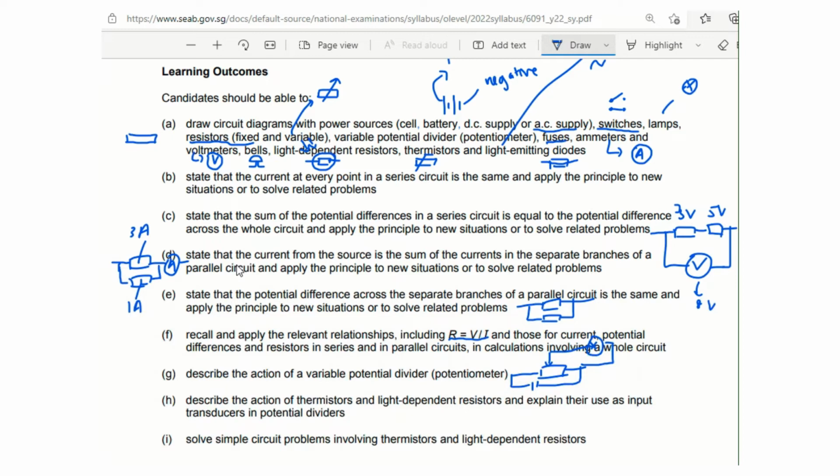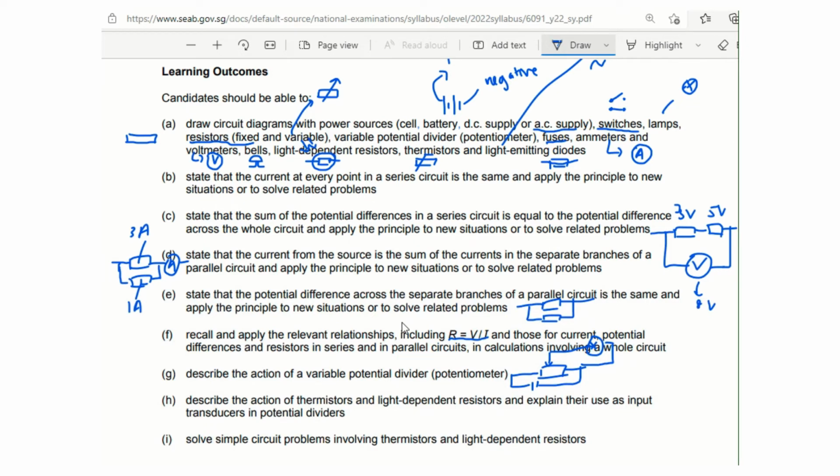In part H, you are asked to be able to describe the action of thermistors and light-dependent resistors and explain their use as input transducers in potential dividers. So basically, what they will give you is a scenario or a circuit that consists of a thermistor, and they ask you what happens when temperature is high or what happens when temperature is low. Same thing for a light dependent resistor. They'll ask you, when the light intensity is high, what happens? How you answer will depend on what circuit they give you.